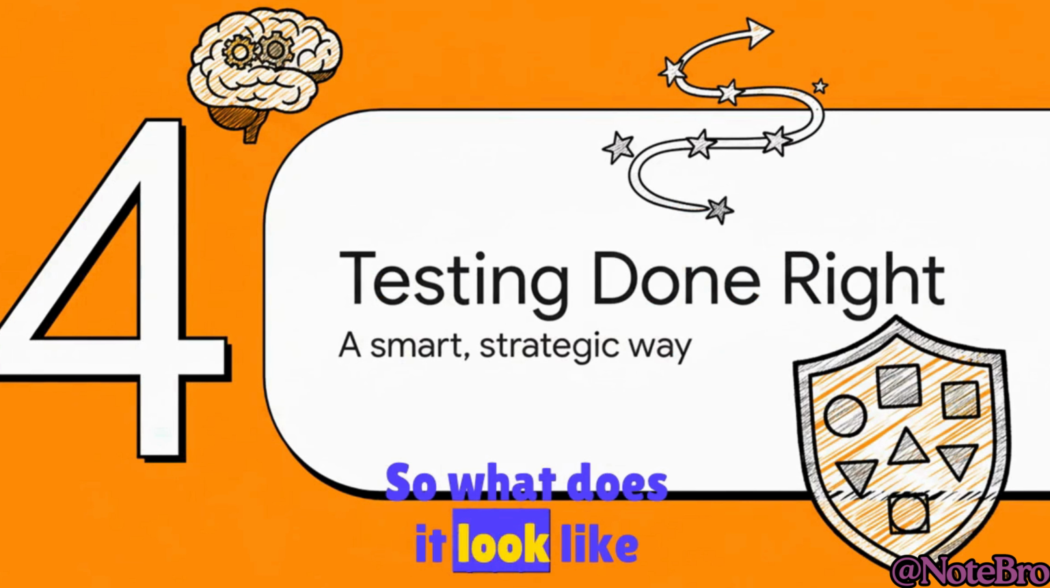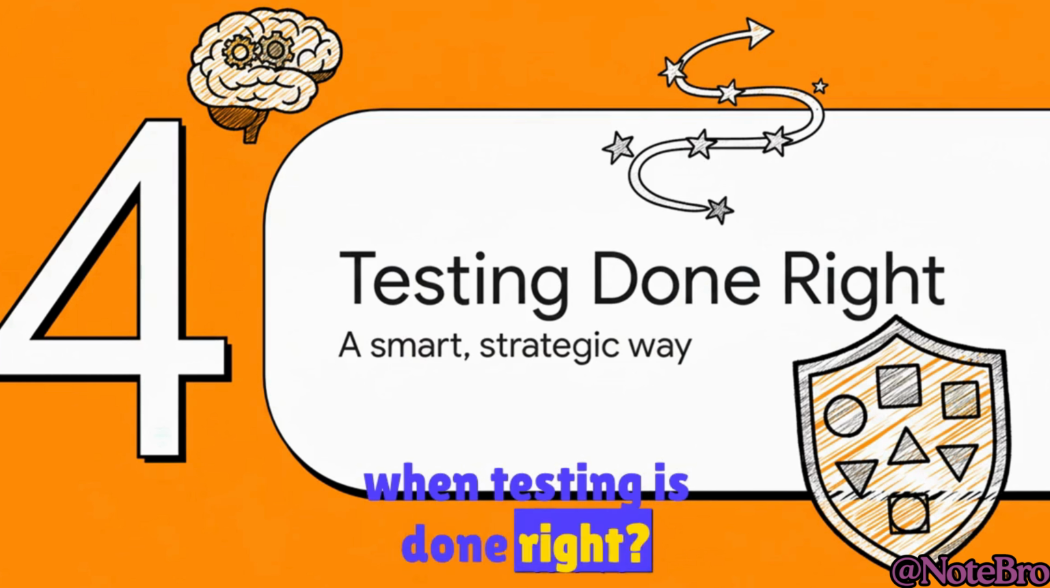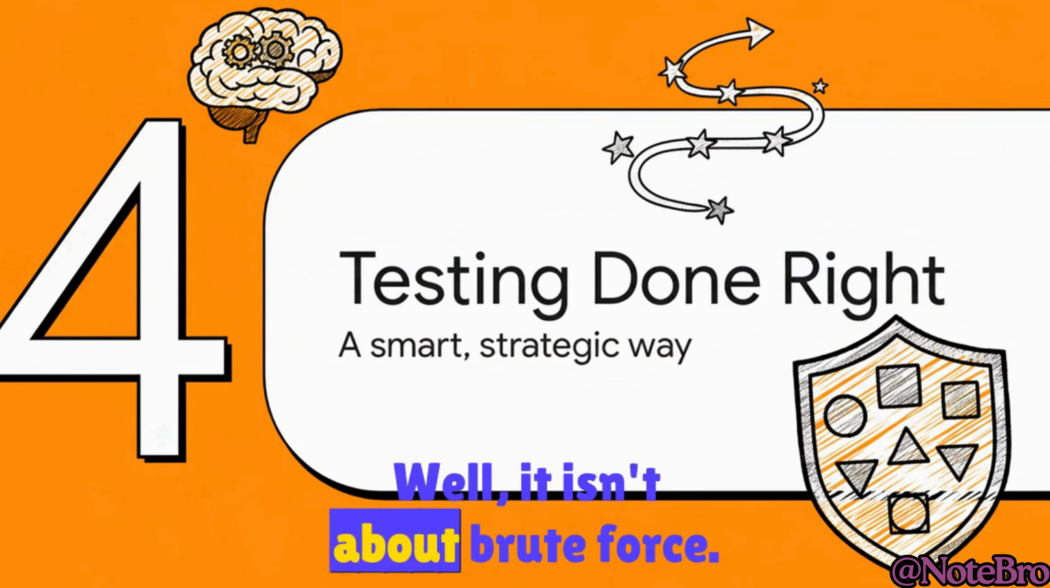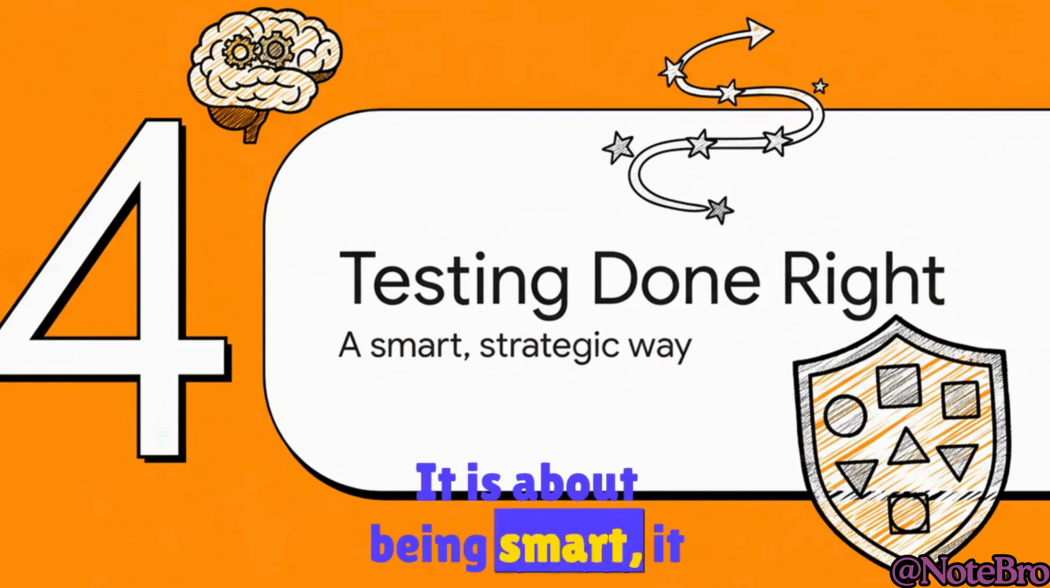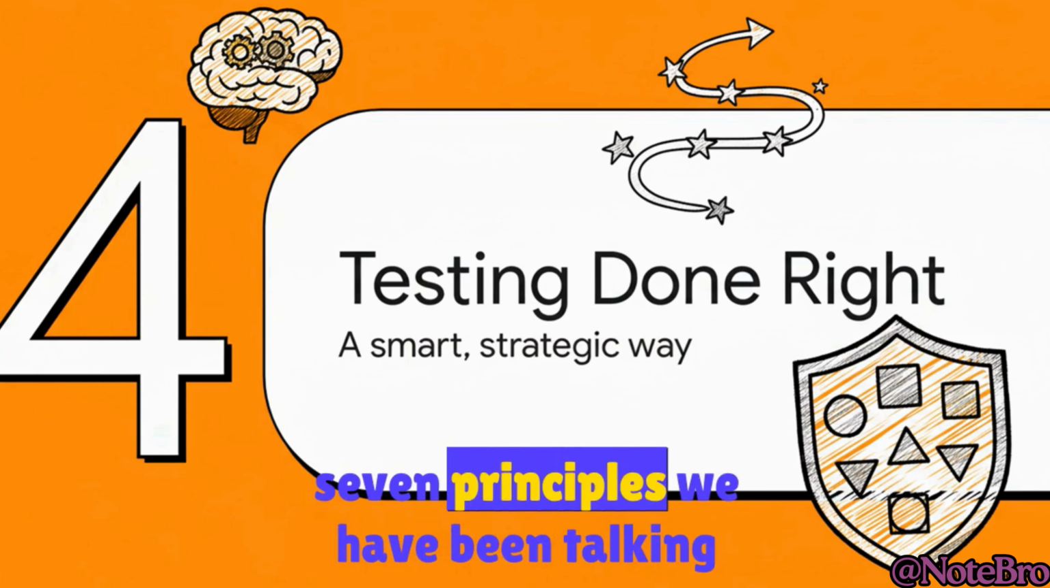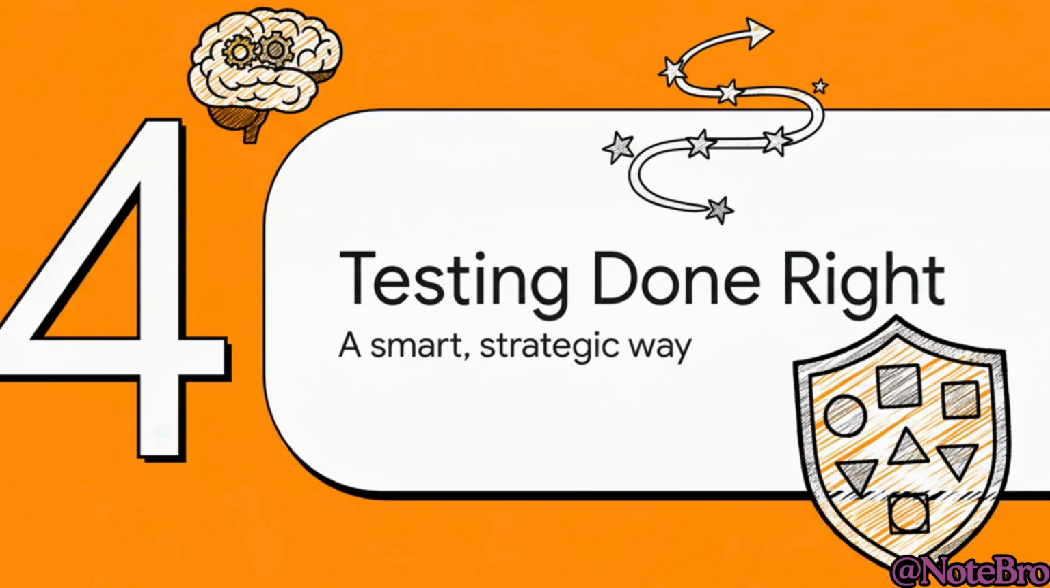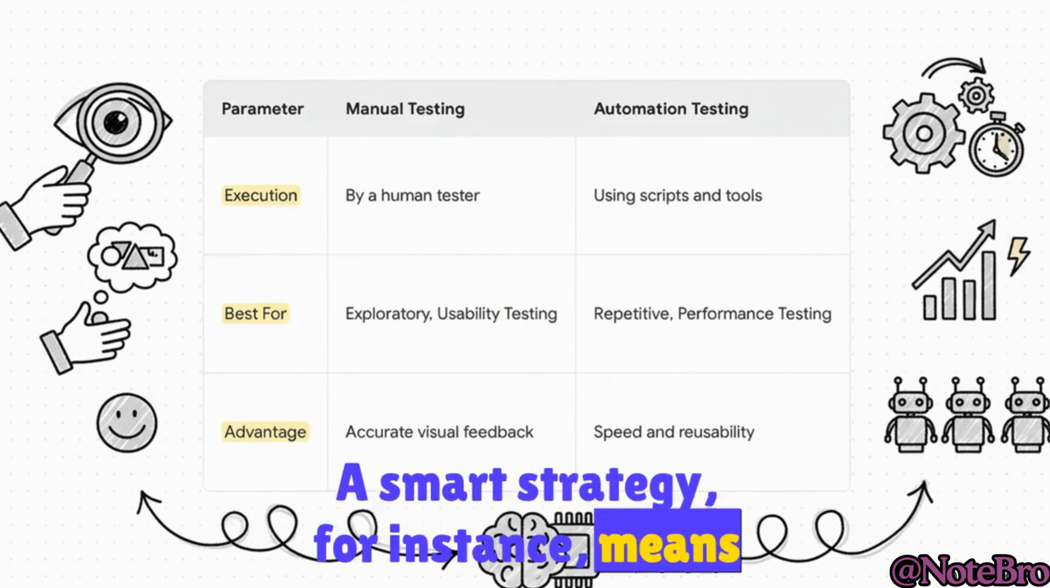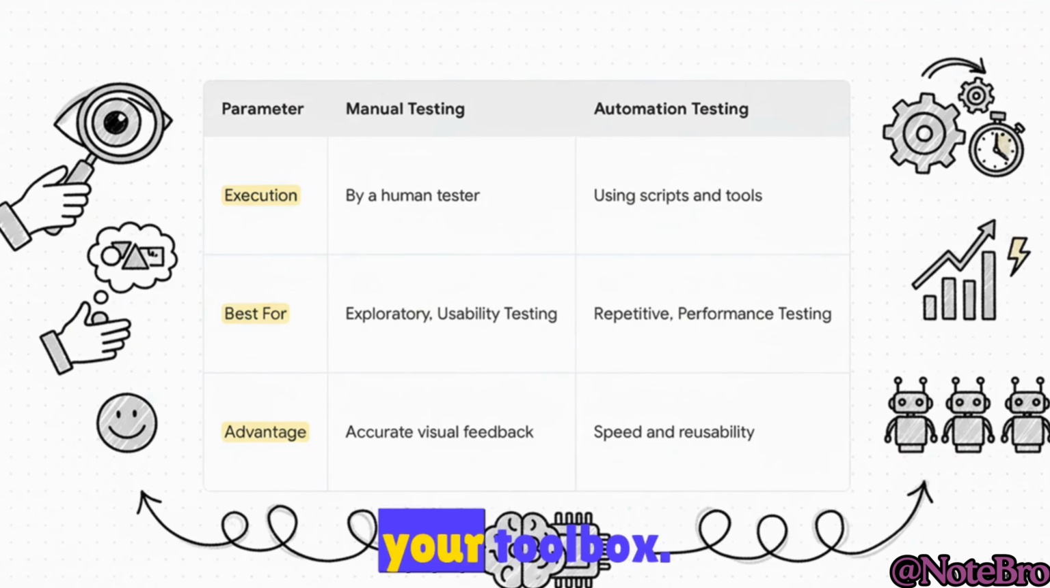So, what does it look like when testing is done right? Well, it isn't about brute force. It's about being smart, it's about being strategic, and it's about being guided by those 7 principles we've been talking about. A smart strategy, for instance, means knowing you have different tools in your toolbox.